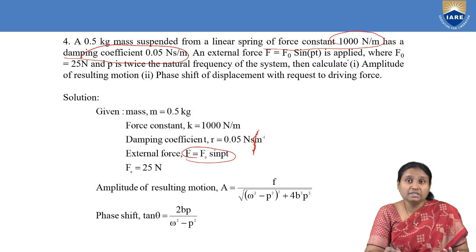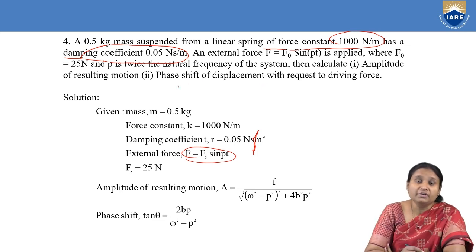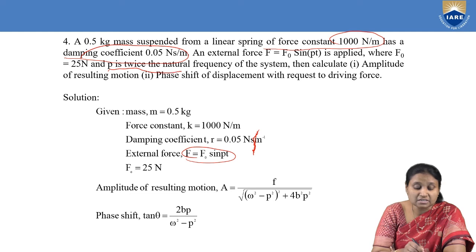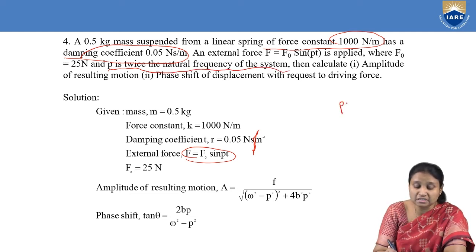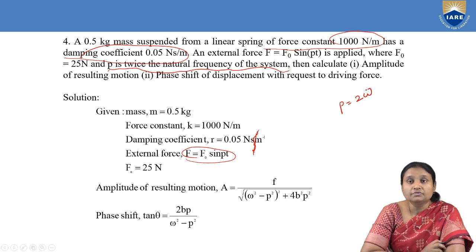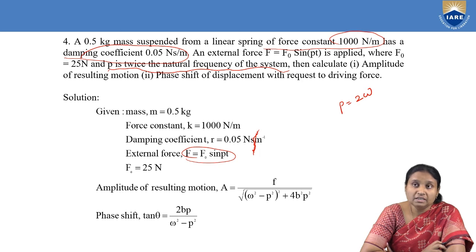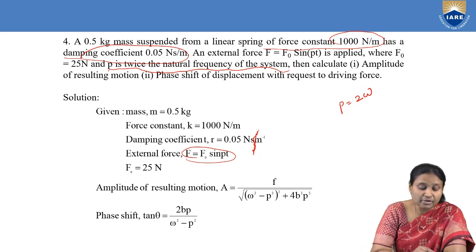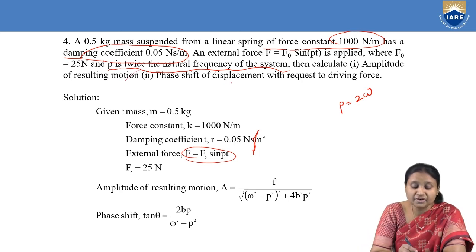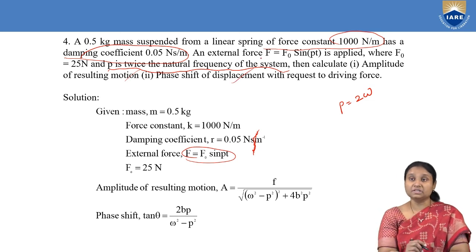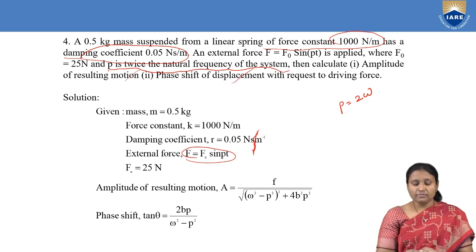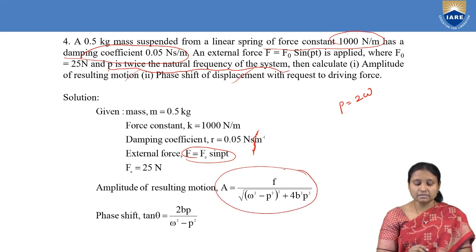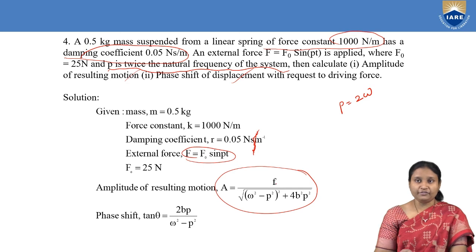One more point is given here: the frequency of external force, which is P, is twice the natural frequency of the system. So P is equal to 2 omega. We need to find omega. Once we know omega, it will be easy for us to find the amplitude of the resulting motion as well as the phase shift of displacement with respect to the driving force. In case of a forced harmonic oscillator, the amplitude is given like this. Here in this case, F. What is F?